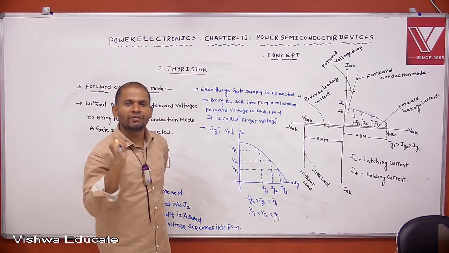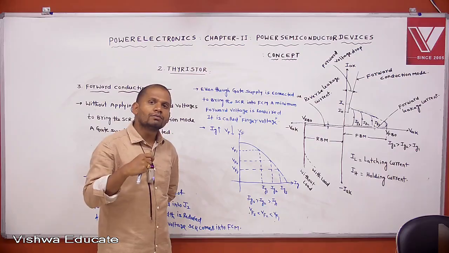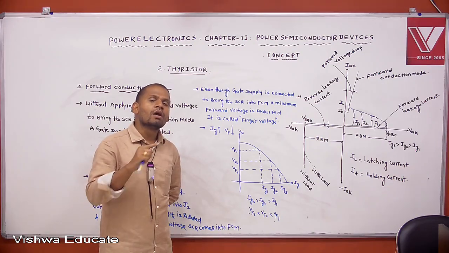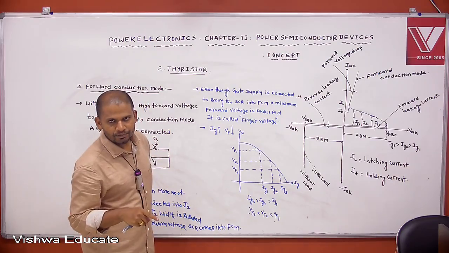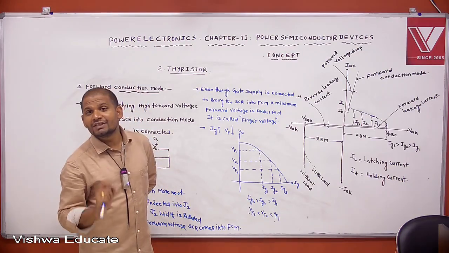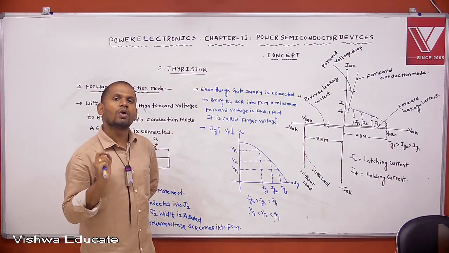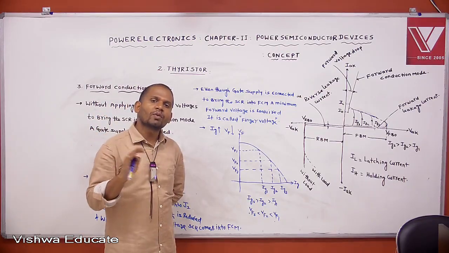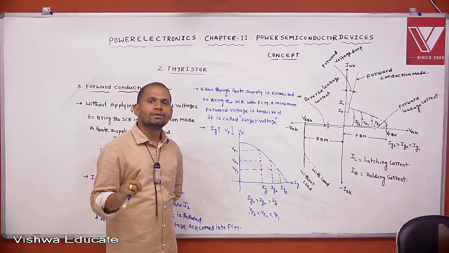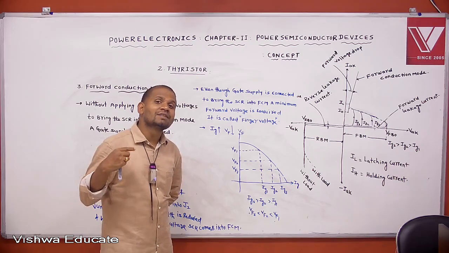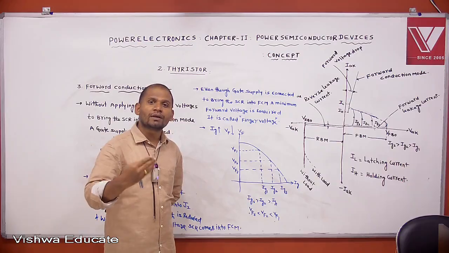Very important observation. Once the SCR starts the conduction, or during the conduction of SCR, all three junctions are forward biased. That is one point to remember. During the conduction of SCR, all three junctions are forward biased. But another point to remember: once the SCR starts conducting, the gate loses its control over the anode current.